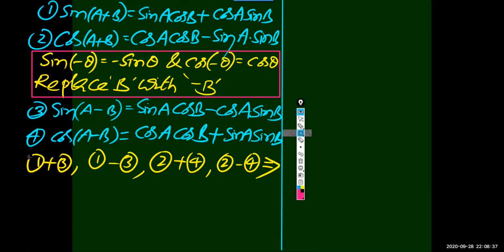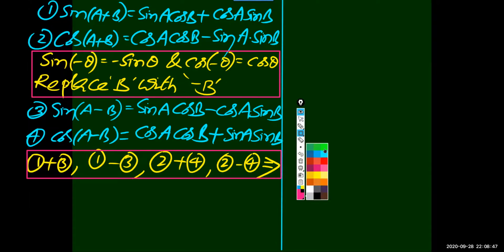Now, for this operation, I need not tell you, just see and tell me. What is the first formula? Sine of a plus b is equal to sine a cos b plus cos a sin b. And the third formula, sine of a minus b equals sine a cos b minus cos a sin b. What is the difference between these two? This is plus, this is minus, and we are adding these two. When we are adding these two, what happens?